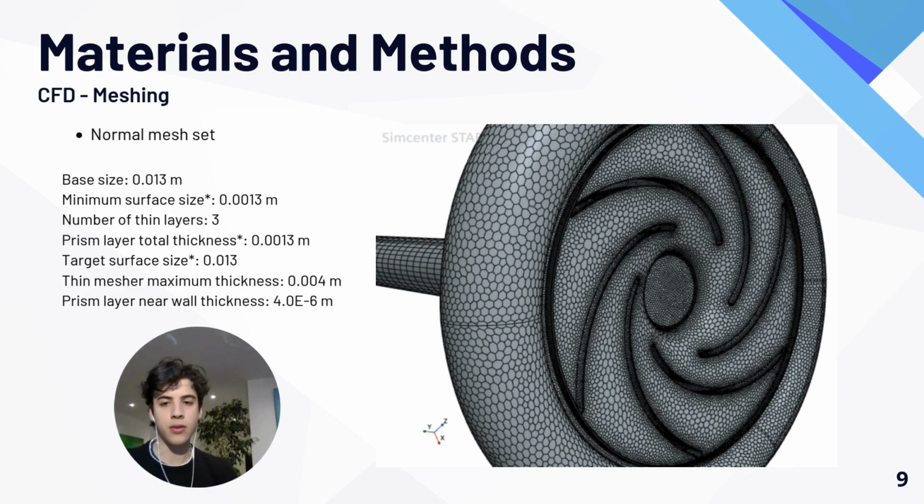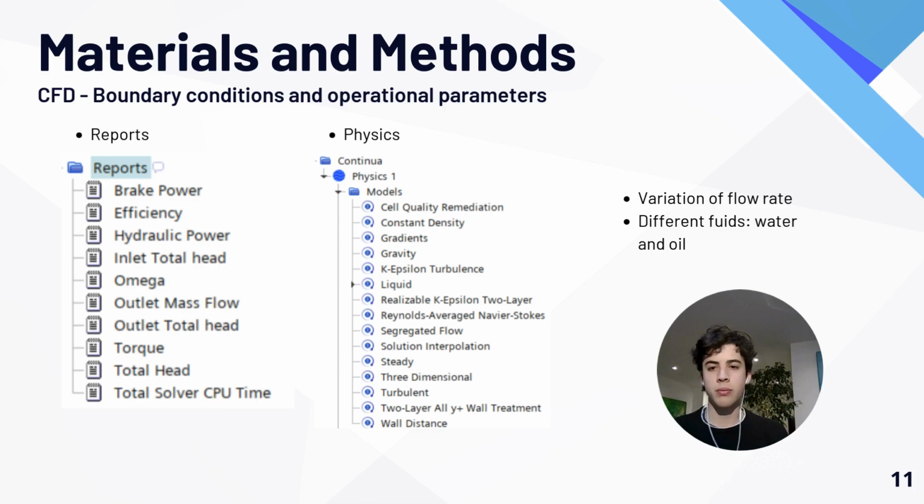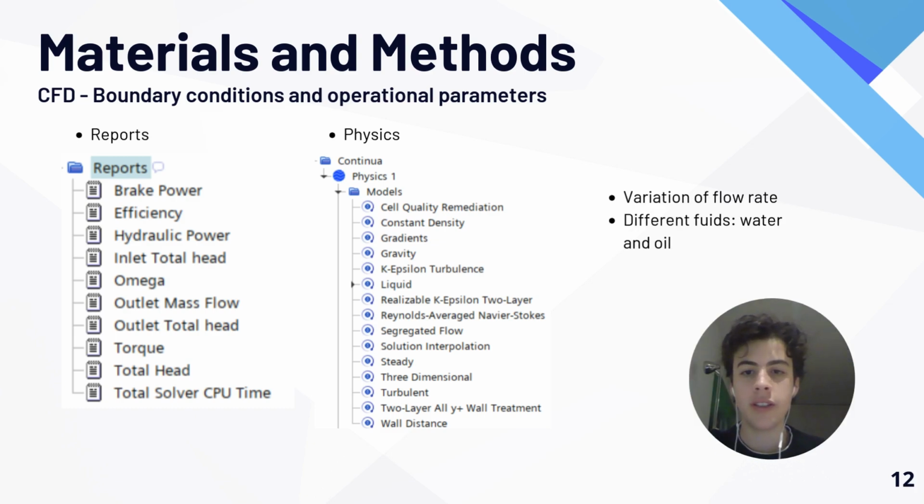These are the values of those parameters, noting that those with an asterisk are related to base. And for the construction of the fine and the coarse meshes, just the base size was varied. Once the mesh was correct, some reports and physics were specified, knowing that the pump is functional for liquids. The difference between water and oil is reported in the physics because of the difference in density and viscosity.